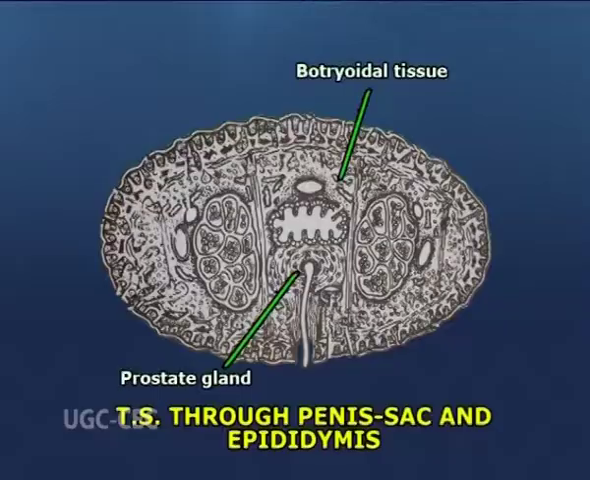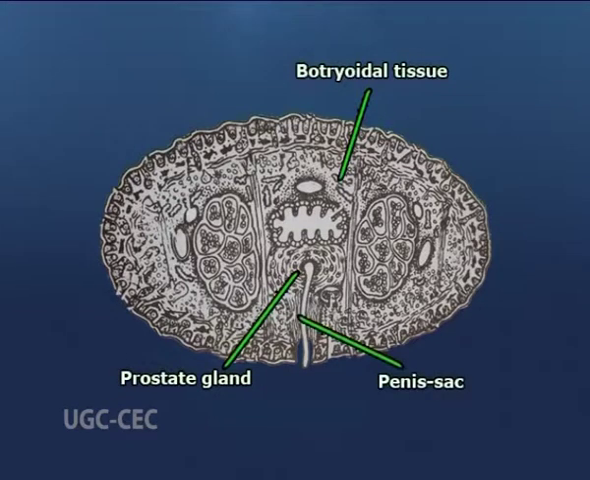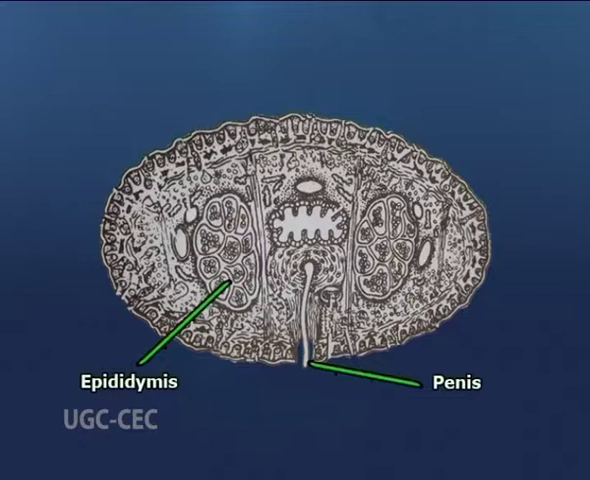Atrium is a sac-like structure and is differentiated into an anterior thick muscular prostate containing prostate glands and a posterior penis sac containing penis. Epididymis on each side of the atrium is highly coiled, containing numerous spermatozoa.